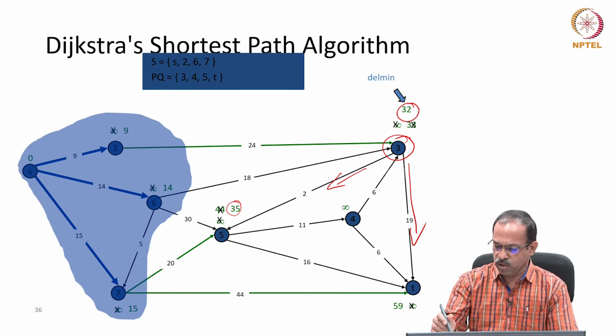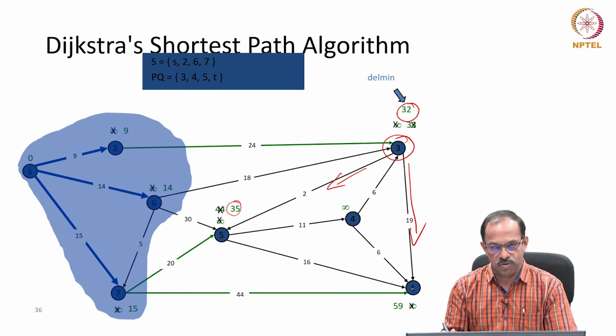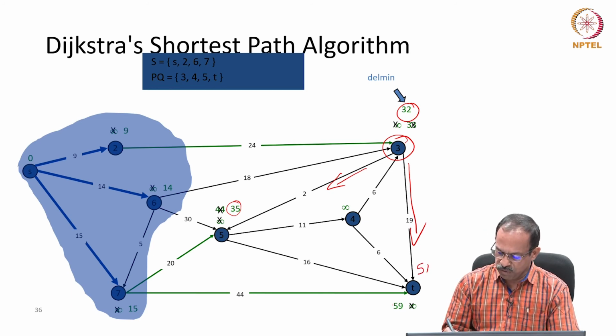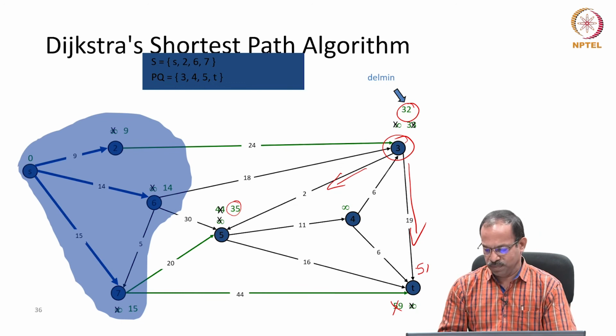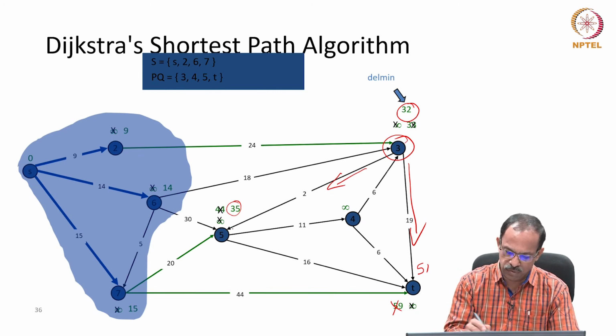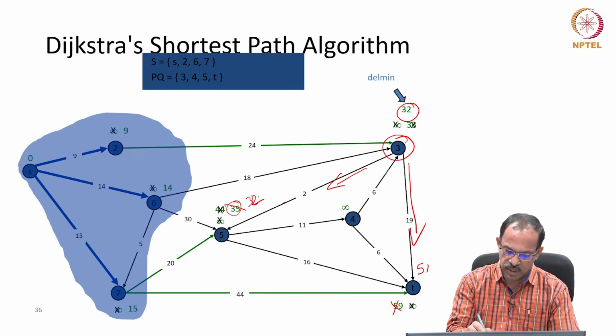Okay. So, it will try to find out 32 plus 19, the value will be the travel cost to this T. So, that will be 51. So, instead of 59 you will get 51 now. Similarly, this is 32 and 32 plus 2, this will be 34. Now, if you want to reach 5, if you take this route, then from 3 and if you come to 5, it will be 32 plus 2, 34.